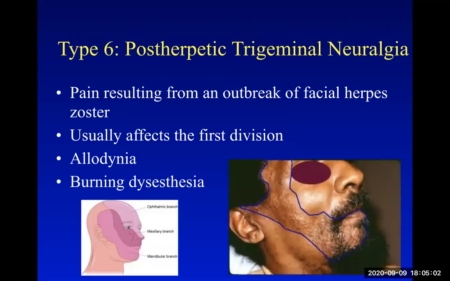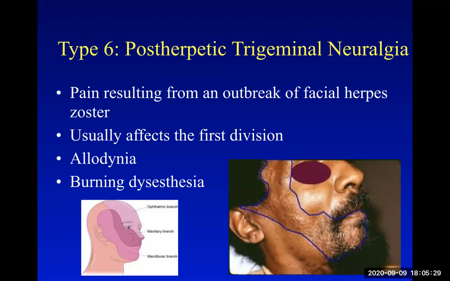Type 6 trigeminal pain is post-herpetic trigeminal neuralgia. And this is a viral type of pain. It's herpes zoster virus, same situation that can cause shingles, but it occurs along the trigeminal nerve. And I put this little picture in the lower left corner showing the cartoon of the patient's face.